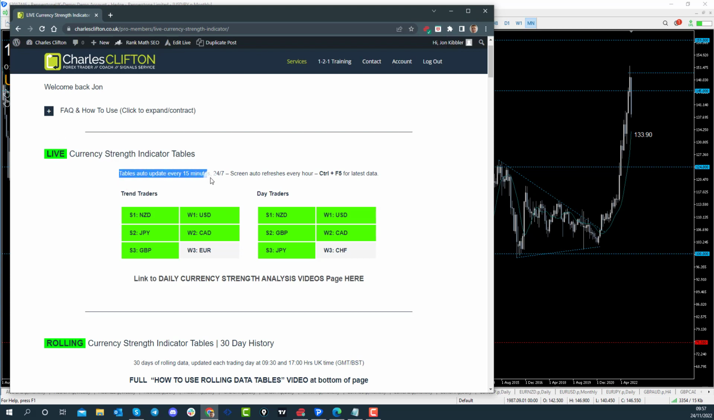The tables auto update every 15 minutes 24/7, so wherever you are in the world you can access the currency strength indicator tables at any time and get a recent update. So what are the tables showing us today?